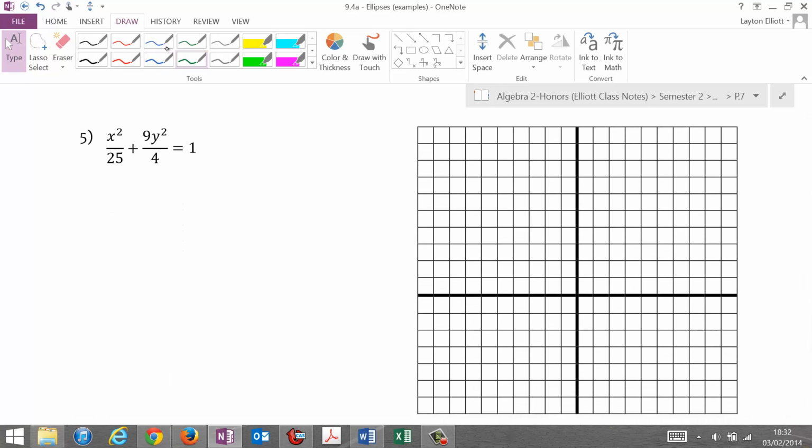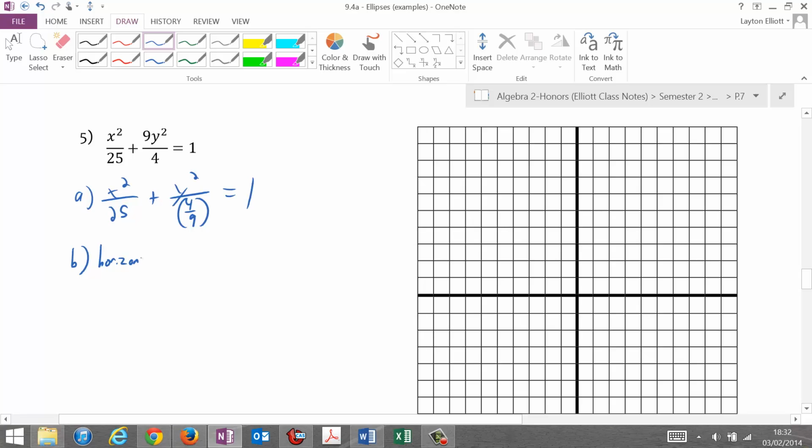This one's not quite in graphing form. Looks like it is, but it's almost. I'm going to have to rewrite this as x squared over 25 plus y squared over 4 over 9, so we're going to have to put that in the denominator of the denominator. That is actually the same as over 4 ninths equals 1. So that might get a little tricky, but I know it's still a horizontal, and I know my center's at 0, 0, so at least we got that going for us. Put a center at 0, 0.